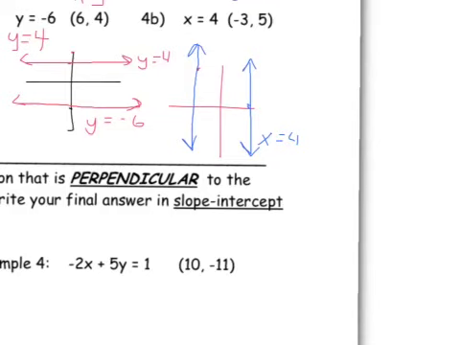And if I was to write an equation for this line, I would see that the x value is negative 3. So I would just write x equals negative 3. And these lines are going to be parallel.